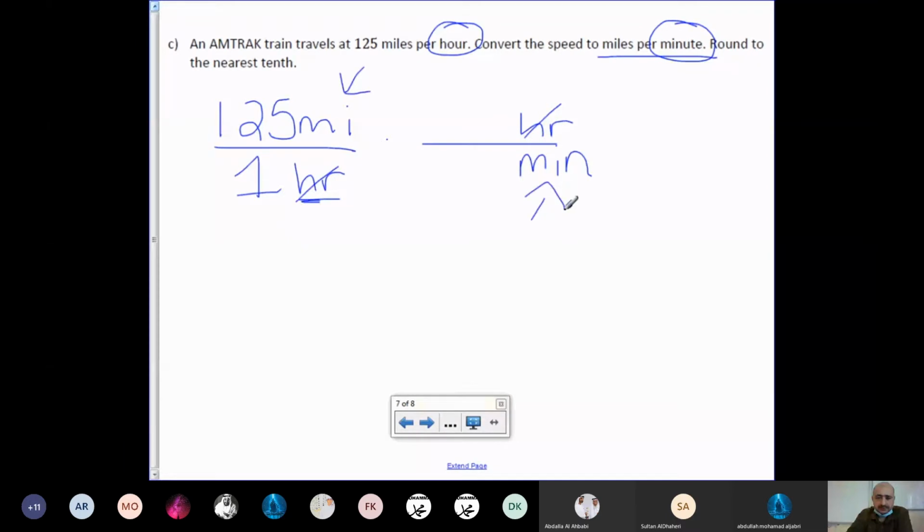Well, there are 60 minutes in an hour, so make sure you place the 60 next to the minute label and the 1 next to the hour label. Multiply across. 125 times 1 is 125, and 1 times 60 is 60. Who wants a decimal?